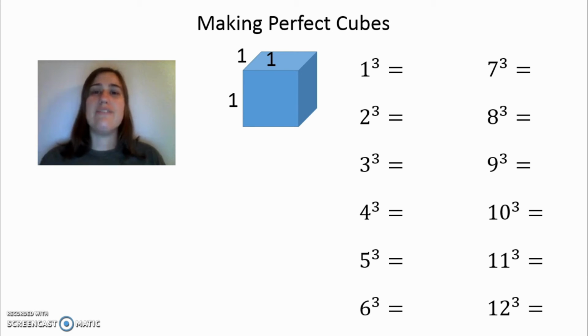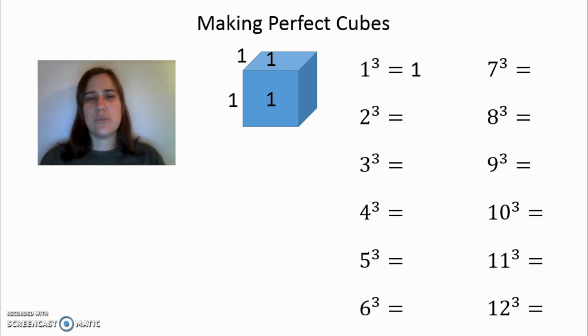So to find the volume of a cube, we would multiply 1 times 1 times 1, and that would give us 1. So the volume is 1, which also means 1 cubed, or 1 to the 3rd power, is 1.